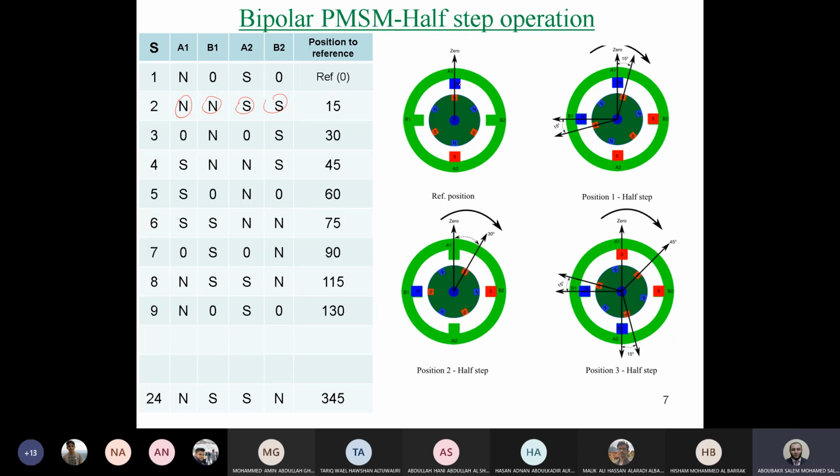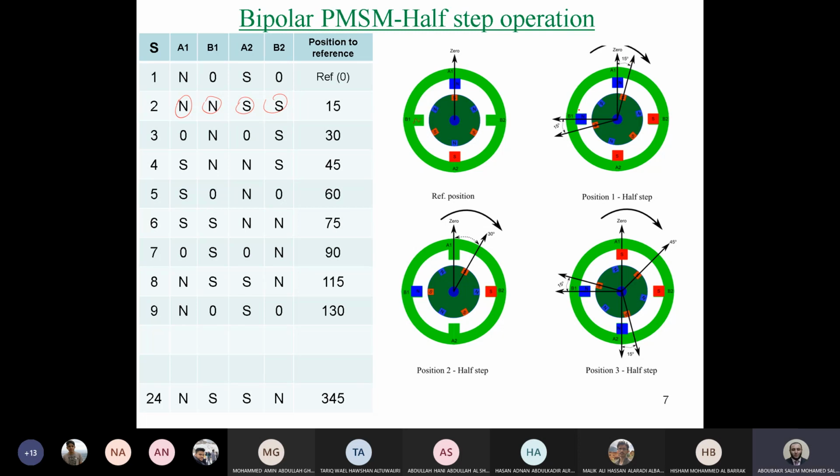So this is N, and B1 is N as well. So this is also N and the others will be S. As we made before, this S and that S will try to interact with the poles N. So the rotor will move in order to place the rotor midway between the two successive teeth of the stator. So in this case, the motor will move only 15 degrees.